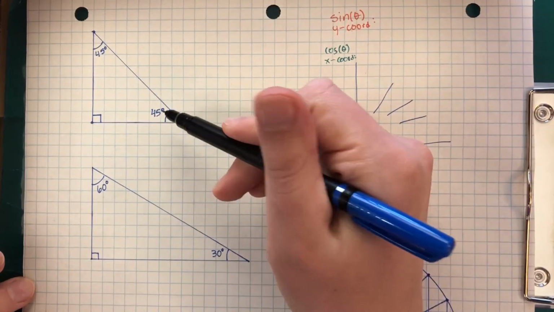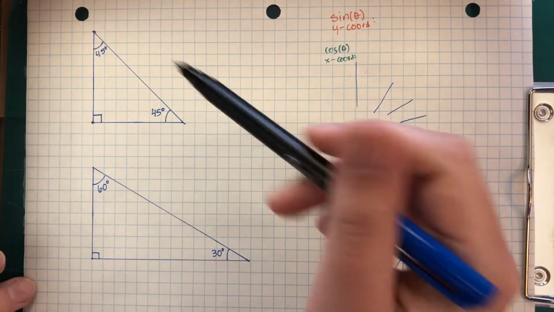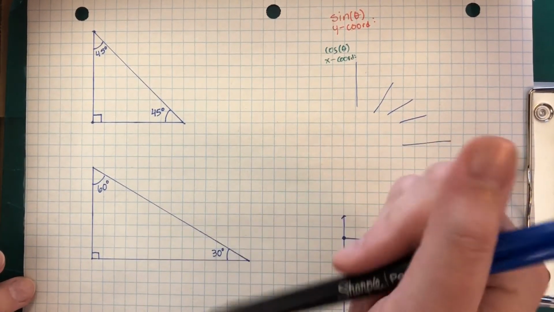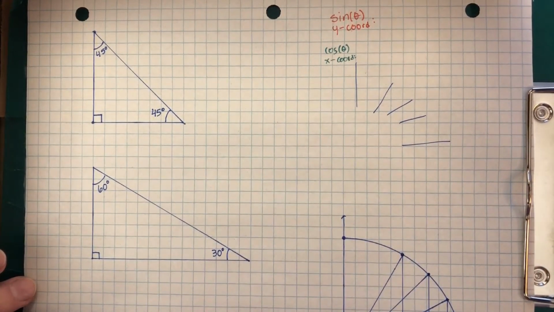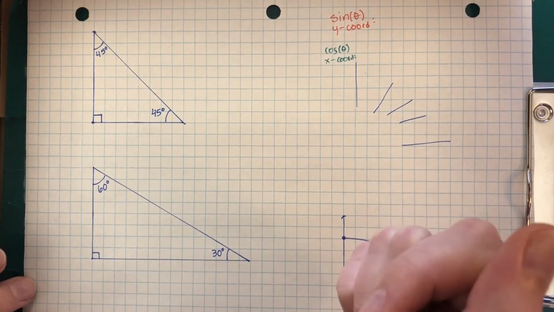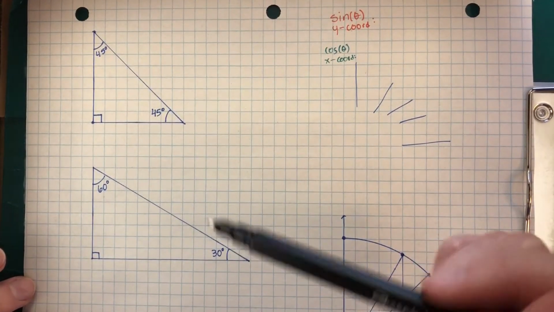So triangles with these exact proportions, these angles, are known as special right triangles, and that's because the sines and cosines of these angles have specific exact values. Before we talk about that though, let's talk about what these angles would be in radians.